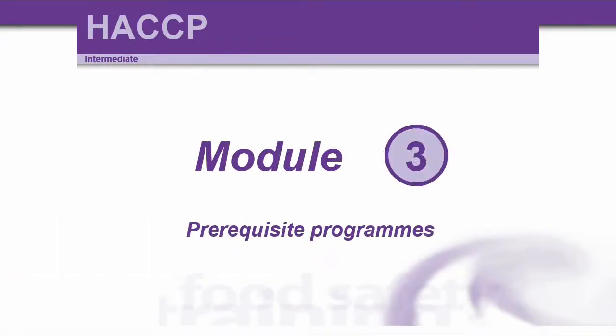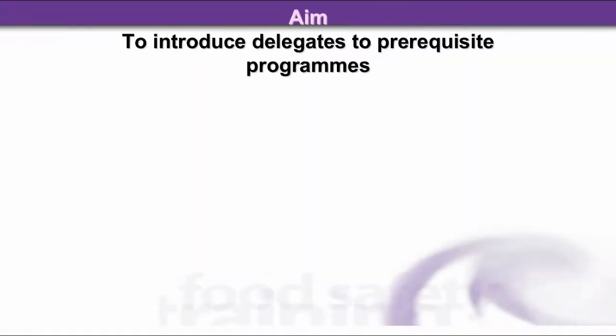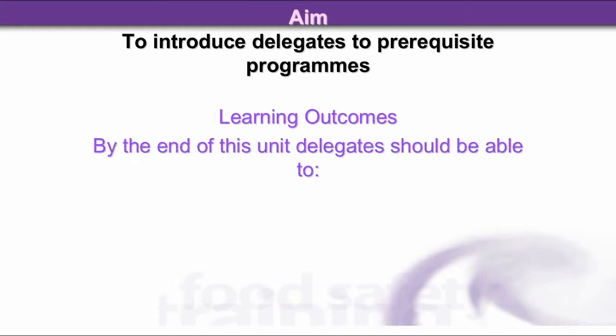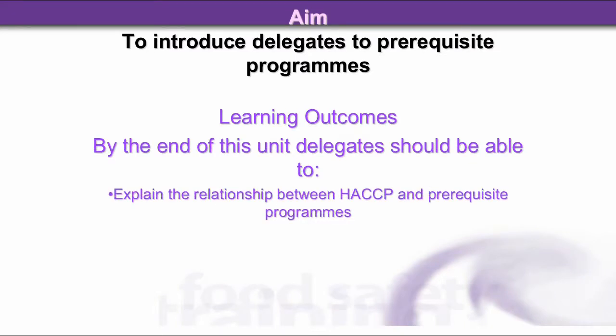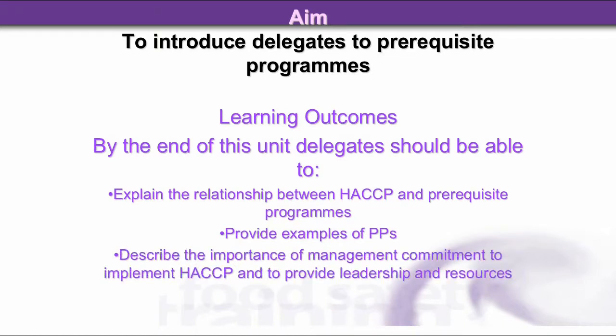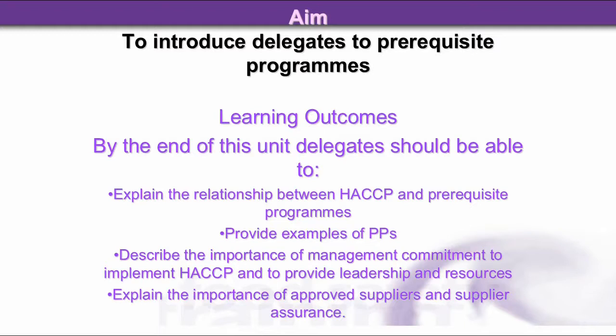Now let's go on to Module 3, Prerequisite Programs. The aim of this unit is to introduce you to prerequisite programs. By the end of this unit, you will be able to explain the relationship between HACCP and prerequisite programs, provide examples of prerequisite programs, describe the importance of management commitment to implement HACCP and to provide leadership and resources, and explain the importance of approved suppliers and supplier assurance.